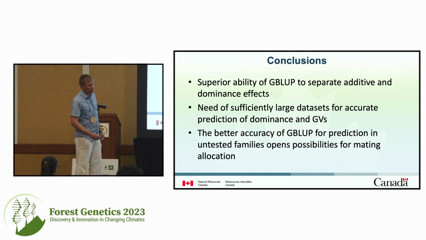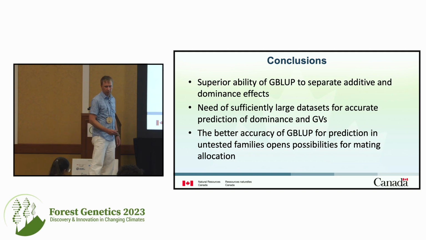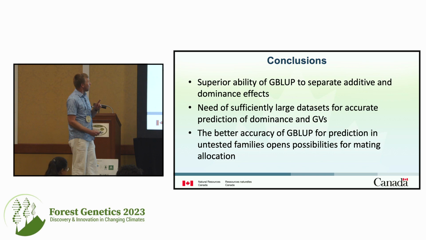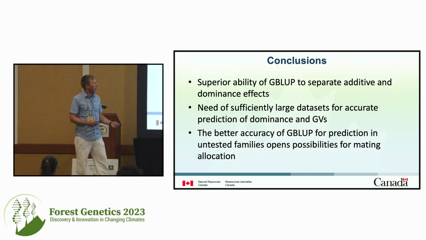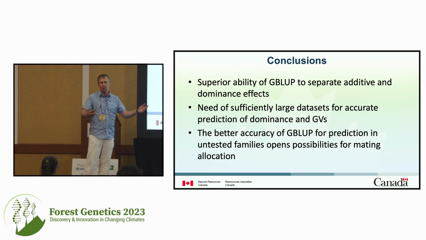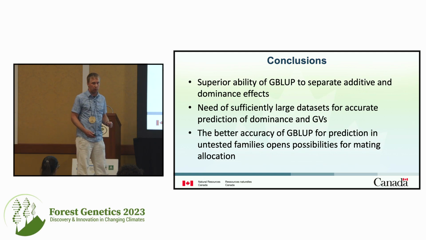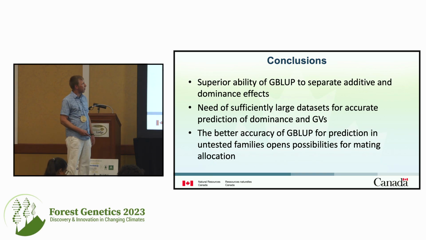So, overall conclusion. How am I doing for time? Okay, that's good. What we have seen is the superior ability of GBlob to separate additive and dominance effects. But you really want to estimate the additive part precisely. Even if you're only deploying an open pollinated seed orchard, you want to make sure that your additive value is estimated as correctly as possible. We have also said that we need sufficiently large data sets so that we can really pin down the additive and especially the dominance variance.